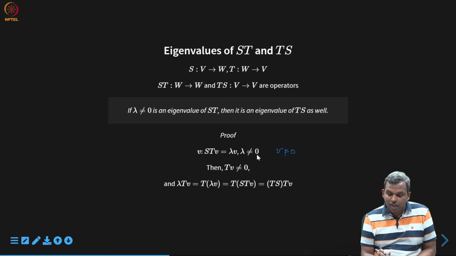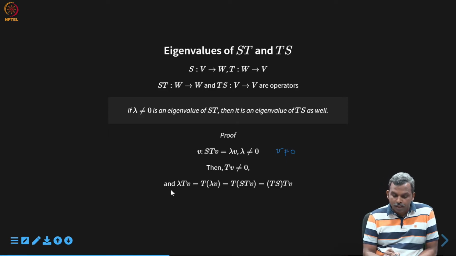So, if lambda is not equal to 0, clearly this TV will also be not equal to 0, right? If TV is 0, then the left hand side becomes 0, clearly right hand side is not 0. So, this TV is also not 0. This TV not being 0 will be crucial in the next thing. So, here is what I am going to do, I am going to look at lambda times TV. Notice this little bit of trickery here. So, lambda times TV is the same as T lambda V, and what is lambda V? The same as STV.